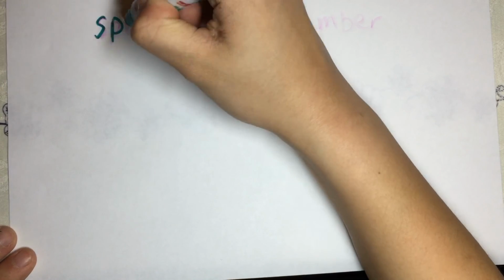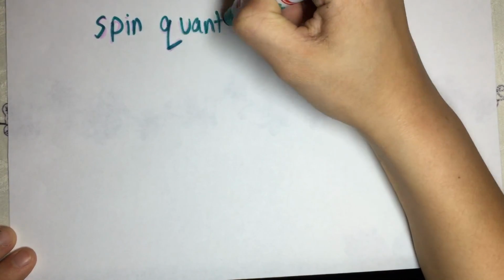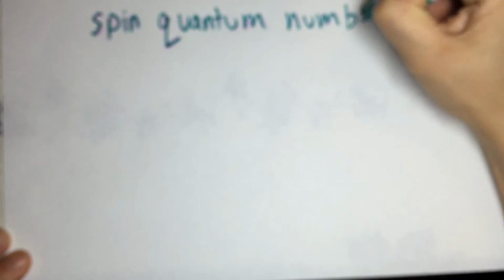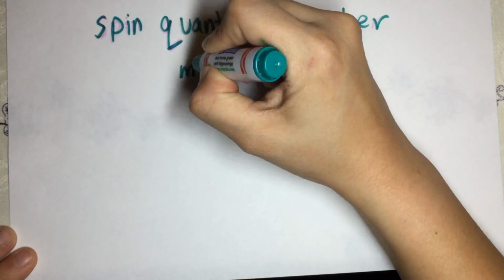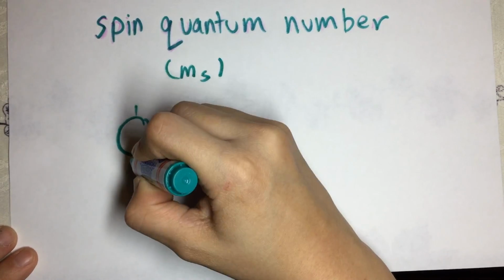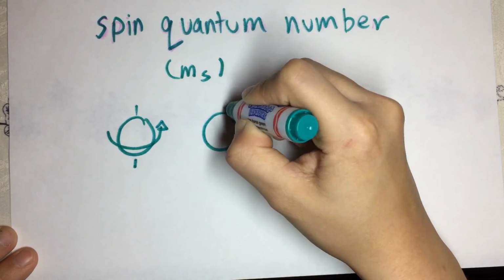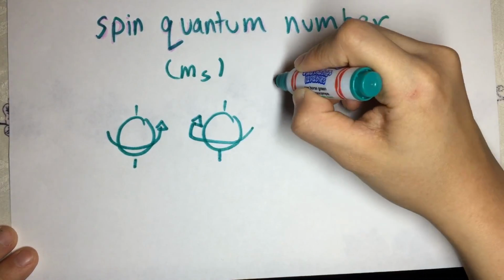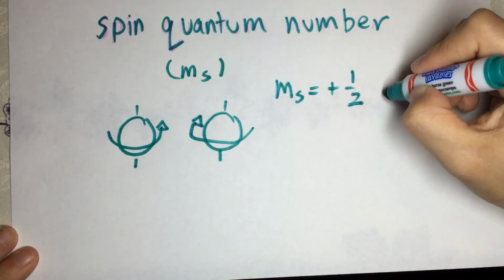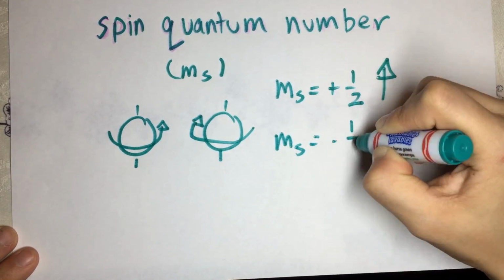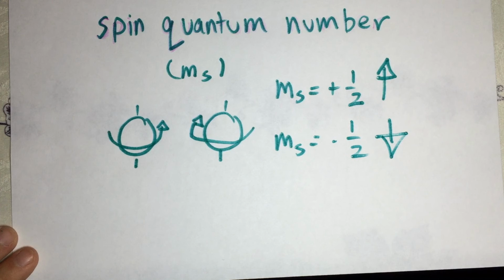Lastly, we have ms, or the spin quantum number. Any given electron can either be spinning clockwise or counterclockwise. Another way of looking at this is that the electron is either spinning up, denoted by an arrow pointing up, or spinning down, denoted by an arrow pointing down. These values of ms are denoted by +1/2 or -1/2.